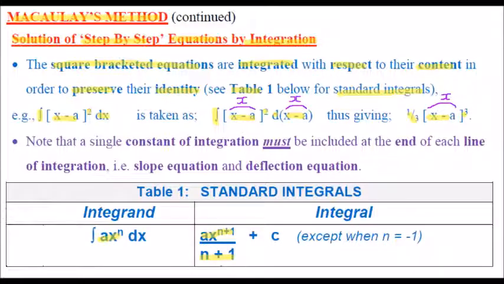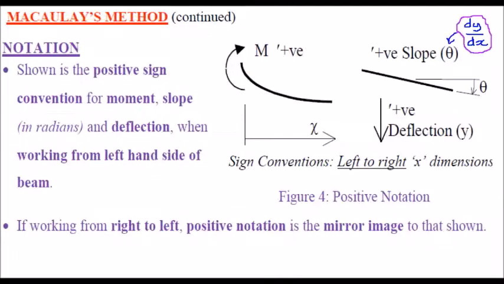Note that a single constant of integration, c shown in the table here, must be included at the end of each line of the integration process. So when we integrate the bending equation to form the slope equation, we will add a constant of integration, call that C1, and then we integrate the slope equation to find the deflection equation, we will add another constant of integration, C2. And again, you will see how this applies later on in the examples we're going to consider.